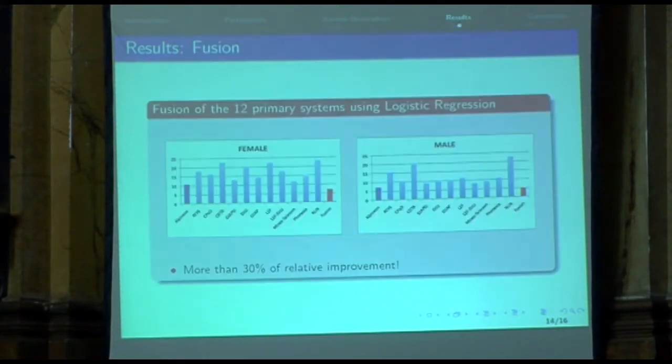And finally, we did a last experiment. We took all the primary systems of the participants, and we did a kind of system fusion. And we were impressed by the results we got. We could improve the results by more than 30% on both female and male. And so we think that there is still room for possible improvements of the single systems.